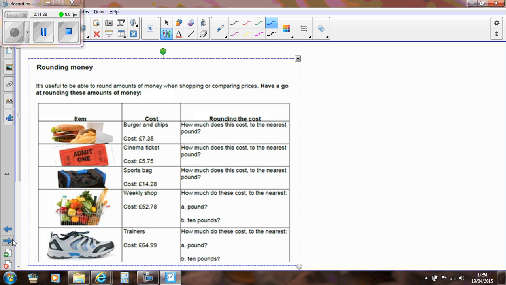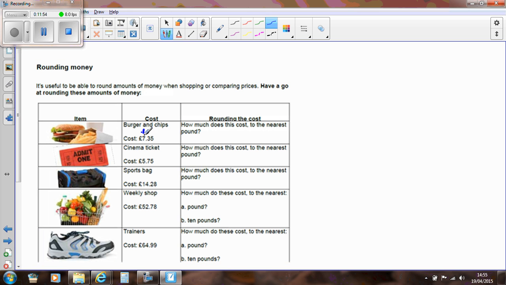Moving on, rounding money, just a little bit different. Money is always in 2 decimal places, there's always 2 numbers after the decimal point, but it's the same as rounding to 2 decimal places. It says, how much does this cost to the nearest pound? So the nearest pound is that column there. So 35 is less than 50, so the answer must be £7.